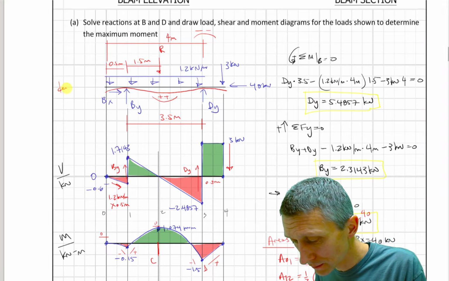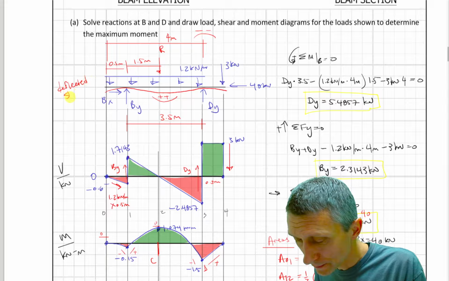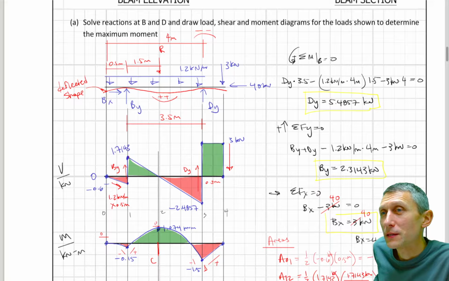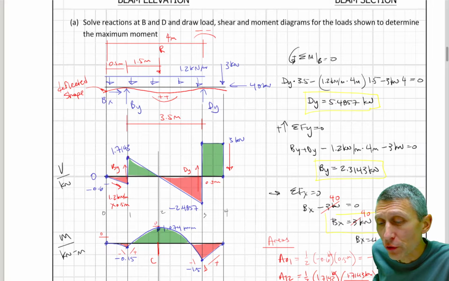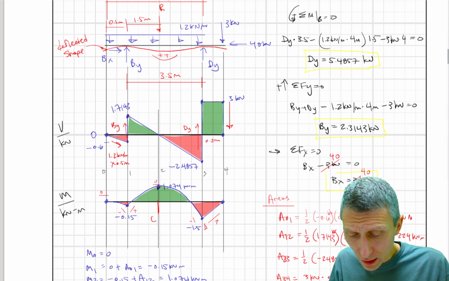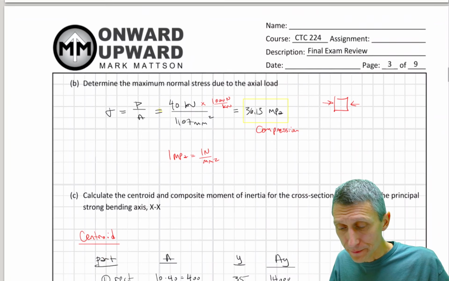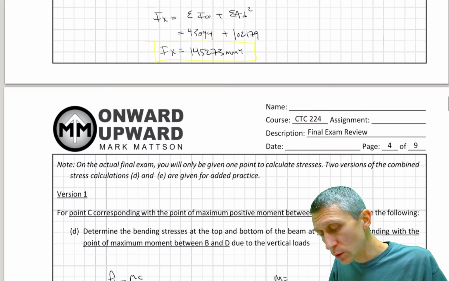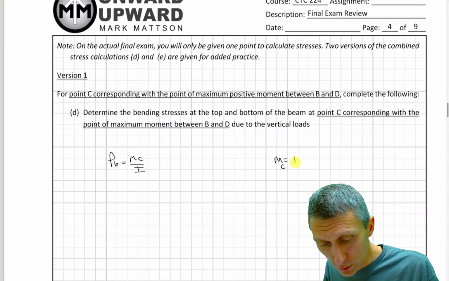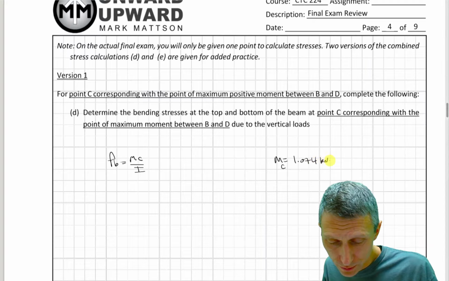This is the deflected shape. Can you picture what this load is going to do to that beam? It's going to deflect it downward, but the support is going to stay up. So that curvature is one way to think about it. Another way to think about it is positive and negative moment. Positive moment puts compression on the top and tension on the bottom. So when we come down to here, we know our moment at point C equals 1.074 kilonewton meters.